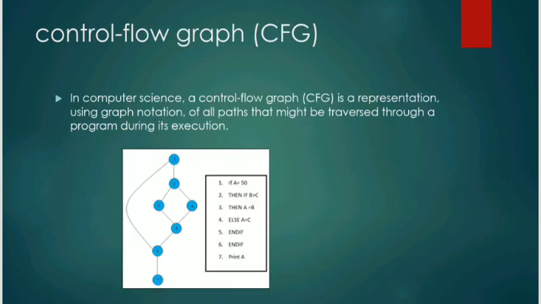The first step, control flow graph. What is a control flow graph? In computer science, a control flow graph is a representation, using graphical notation, of the paths that might be traversed through a program during execution. Here, the control flow graph consists of nodes and edges. The circle denotes the nodes and the lines between the circles are called edges. So here is a piece of code and the corresponding control flow graph aside.